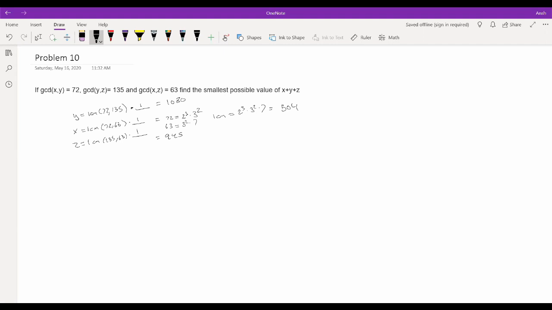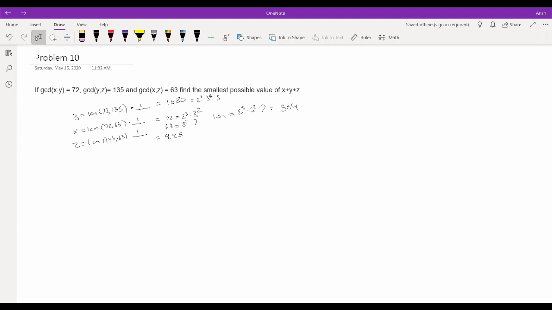All right, so now that I have these, we can check these by hand actually. So we can see the GCD of x and y. If we write them out as the prime factorizations again, we get that x is equal to 2 cubed times 3 squared times 7, like we already did. y can be written as 2 cubed times 3 cubed times 5.